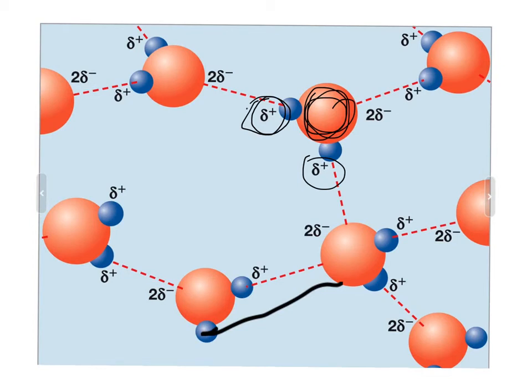You will see the partial positive end being slightly attracted to the partial negative end of the neighboring molecule, and therefore forming a slight attraction. This is called hydrogen bonding. This is the reason why sometimes you see the water droplets that kind of attract each other, because there is hydrogen bonding. This is very important, especially when we talk about metabolism. Water is one of the most important molecules in the human body.